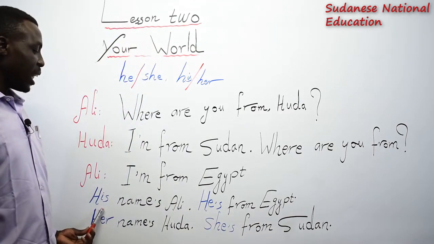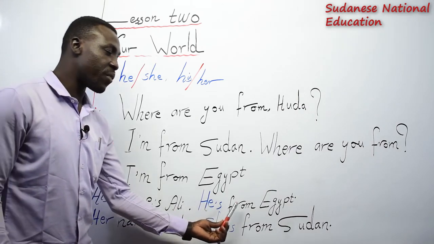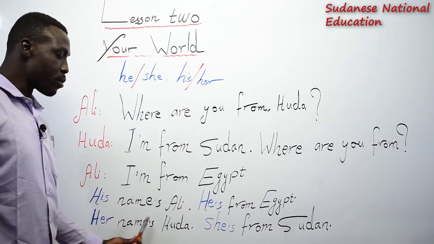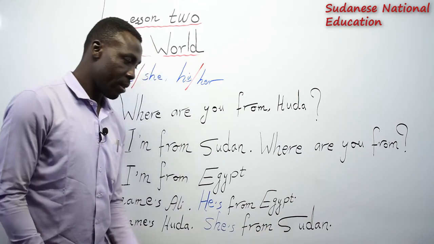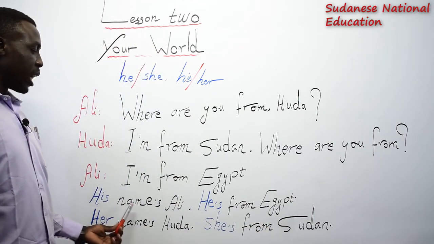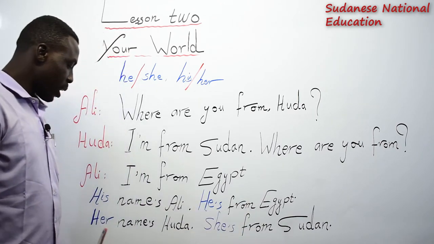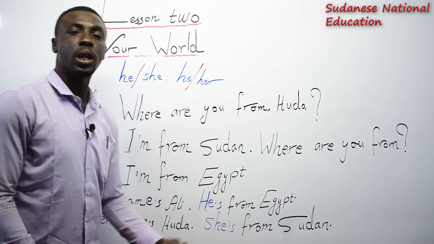Again, his name's Ali. He's from Egypt. Her name's Huda. She's from Sudan. Again, his name's Ali. He's from Egypt. Her name's Huda. She's from Sudan.